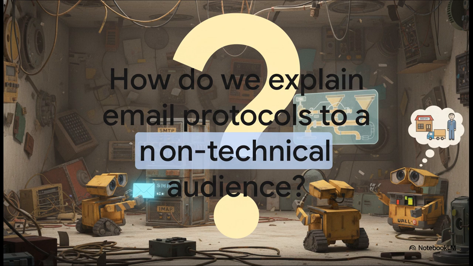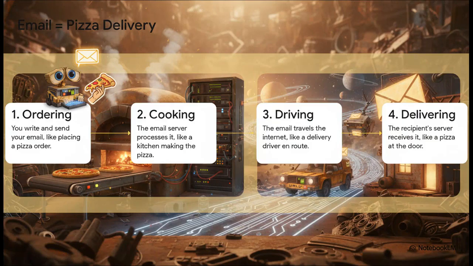So instead of just asking the AI for a direct explanation, which we know is a disaster, we're going to give it an analogy to frame the whole thing. And this, right here, is where abstraction basically becomes a superpower. We're going to map the super complex process of email onto the simple process of ordering a pizza. So, ordering the pizza, that's you writing and sending the email. The cooking, that's the email server processing it and getting it ready. The driving, well, that's the email zipping across the internet. And finally, delivering is when the email arrives safely in the recipient's inbox.